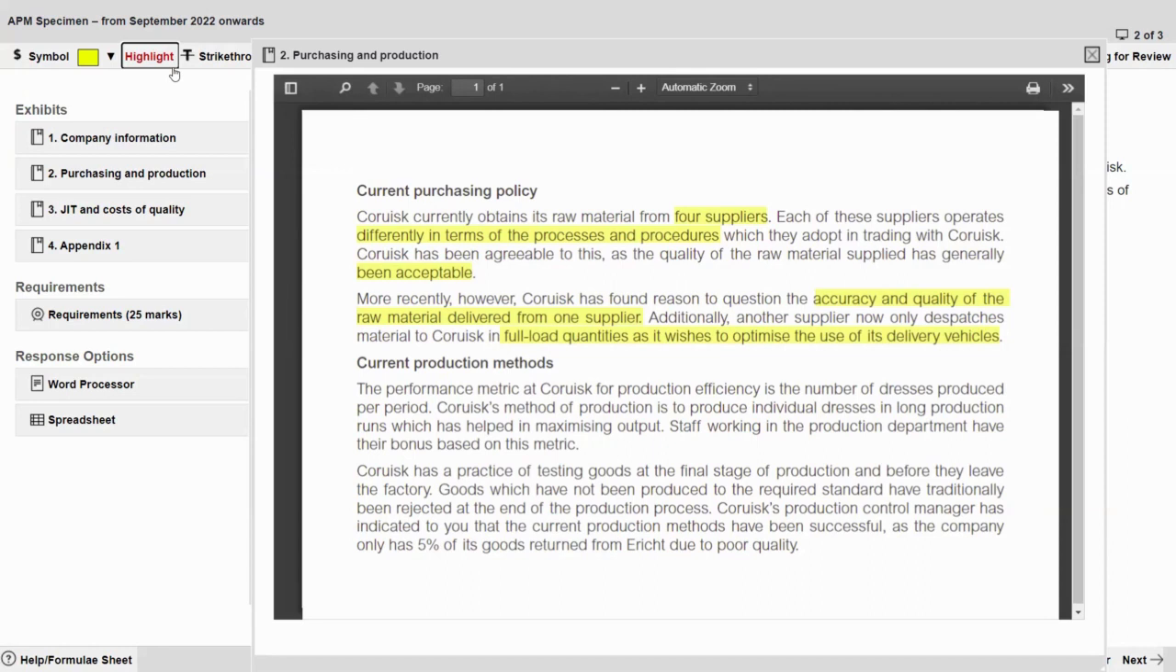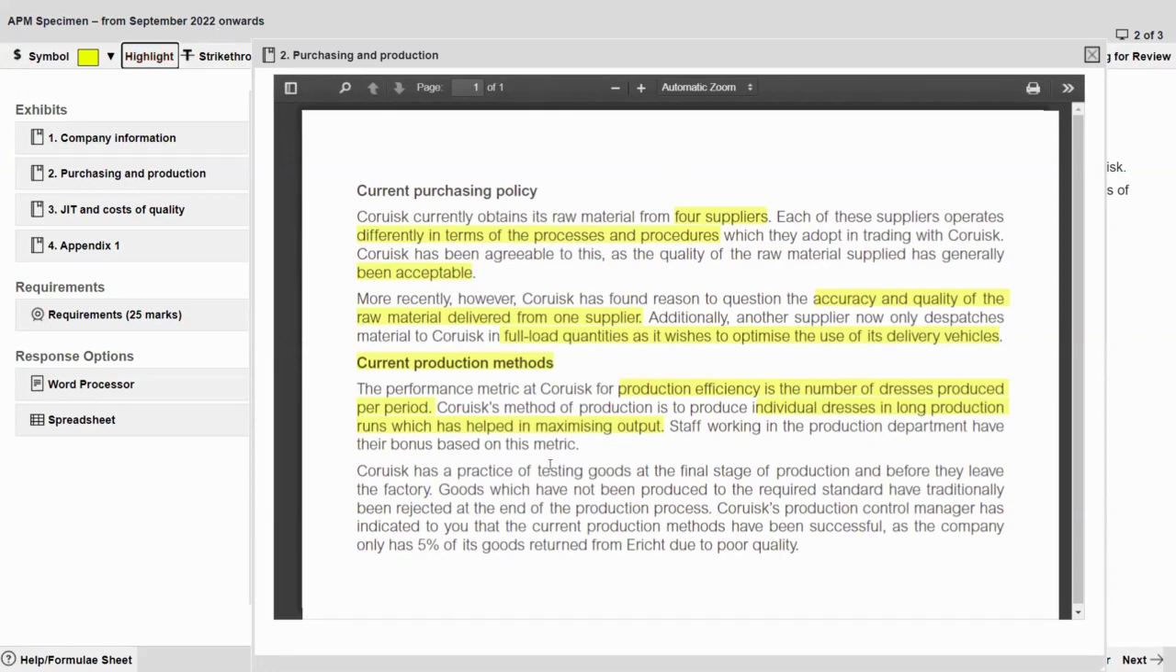Let's discuss further. It says current production methods. The performance matrix at Coriolis for production efficiency is the number of dresses produced per period. So their production efficiency focuses upon the number of dresses produced per period. The method of production is to produce individual dresses in long production runs, which helps in maximizing output. So you just produce for one customer, and when you do produce, you produce in bulk quantities. So obviously that is how your pattern of manufacturing has been.